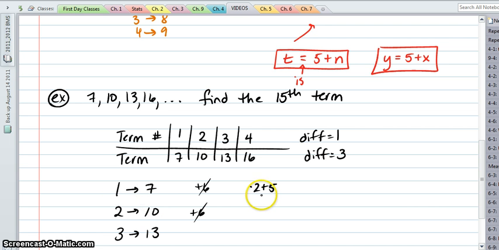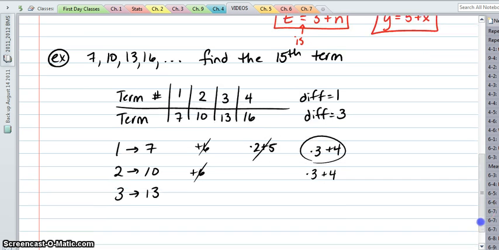What about with 2? 2 times 2 is 4, plus 5. That doesn't work. Maybe I'll try times 3. 1 times 3 would need plus 4 to get to 7. What about 2 times 3? That would be 6, plus 4 is 10. 3 times 3 is 9, plus 4 is 13. So that works. So again, a little bit of guess and check.